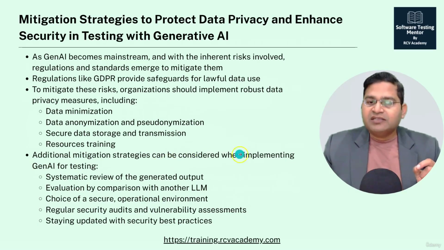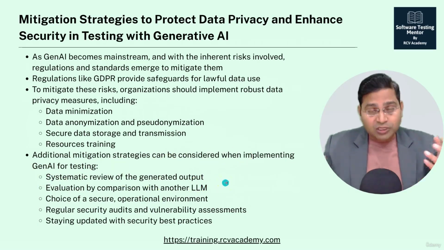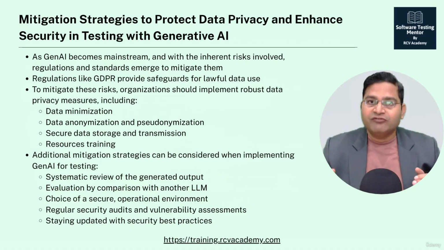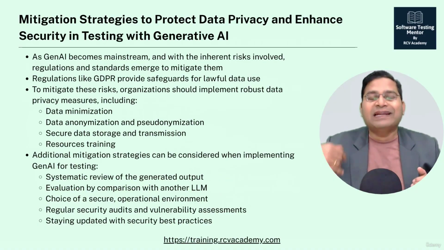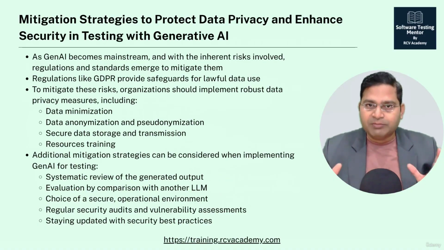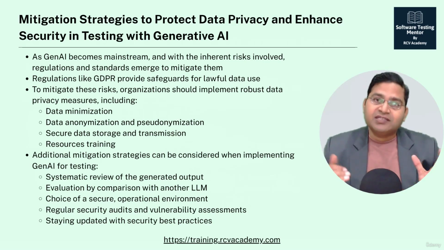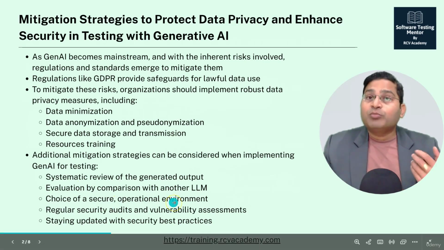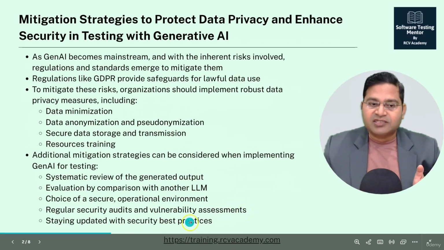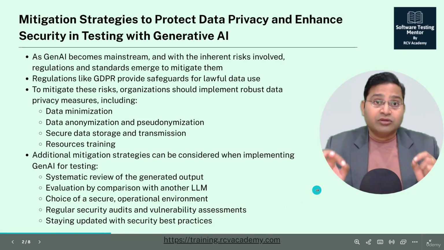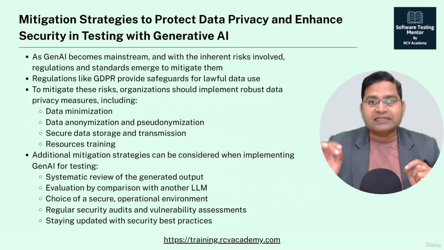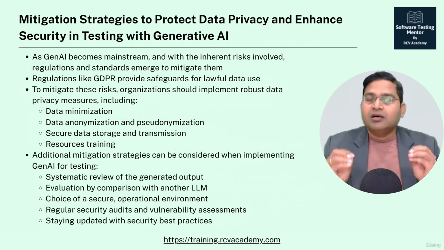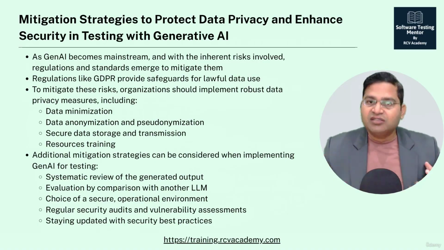Additional mitigation strategies that can be considered: systematic review of the generated output. Whatever output you are getting from generative AI, review that before blindly copying it. Do not copy blindly. Evaluation by comparison with another large language model, another Gen AI tool. Choice of secure and operational environment. Regular security audits and vulnerability assessments, and staying updated with security best practices. We'll understand these measures and mitigation strategies one by one.